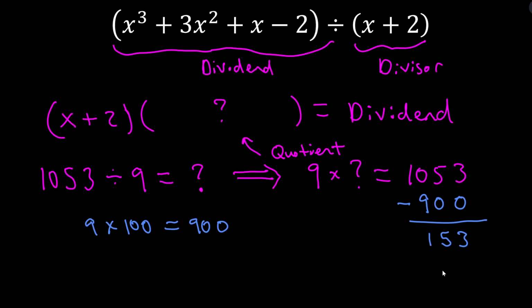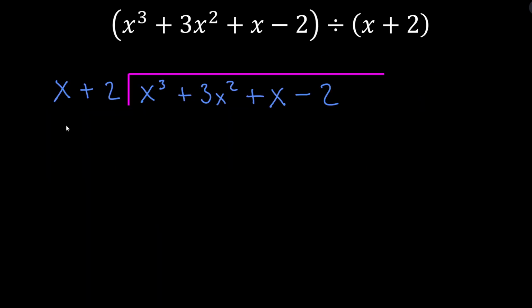Multiply, subtract, until there's either nothing left or there's a remainder, and we'll learn how to deal with that in the third or fourth example. So hopefully this makes some sense. Let's go ahead and set up the actual division. We always put the divisor out here to the left. We put the dividend under, sometimes called the house, under the house. And then here's where the quotient goes. That's where we're going to hopefully answer the question: what do I multiply x plus 2 by to get this dividend, x cubed plus 3x squared plus x minus 2?